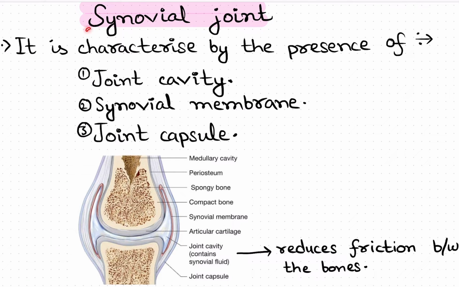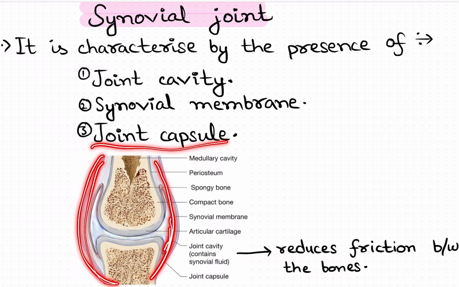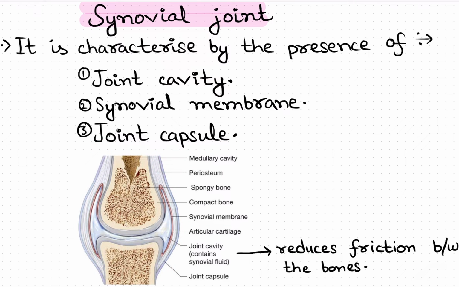Now this synovial joint is characterized by the presence of three main things. The one is joint cavity. This is the joint cavity. Synovial membrane. This is the synovial membrane, and joint capsule. It's a ligament type of thing, or we can say tendon or ligament type of thing. So what does synovial joint constitute of? Synovial joint constitutes of joint cavity, synovial membrane, and joint capsule.